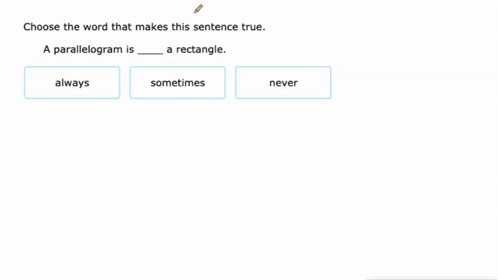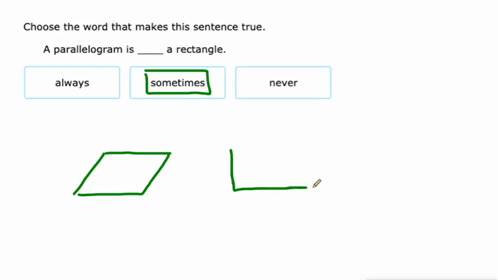Last one, a parallelogram is blank a rectangle. This is again sometimes. I can have parallelograms that are not rectangles, and I can have parallelograms that are rectangles. So sometimes, because this side is parallel to this side is parallel to this side, that makes it a parallelogram, and it's a rectangle because it has four right angles. But we don't have to have four right angles, so just sometimes.